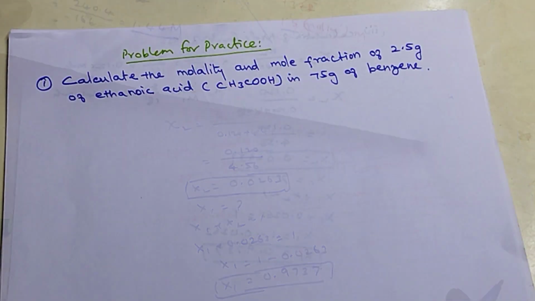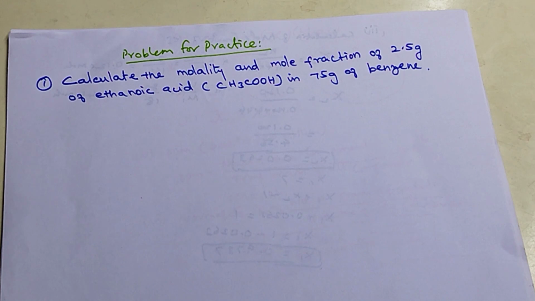Hello students. So now you can see the problem for practice. You can take it as homework and work it out. If you don't know, I will work it out in the next class, or you can mention it in the comment box. Calculate the molality and mole fraction of 2.5 gram of ethanoic acid, its formula is CH3COOH, in 75 gram of benzene, benzene formula C6H6. So you have to calculate molality and mole fraction.